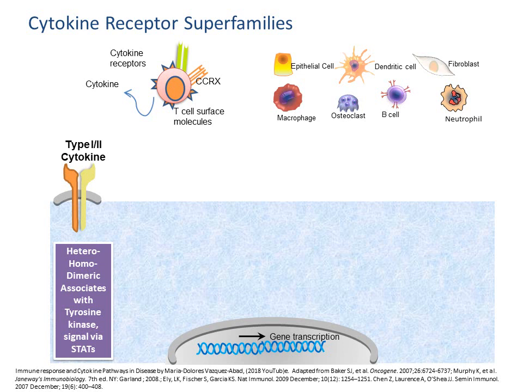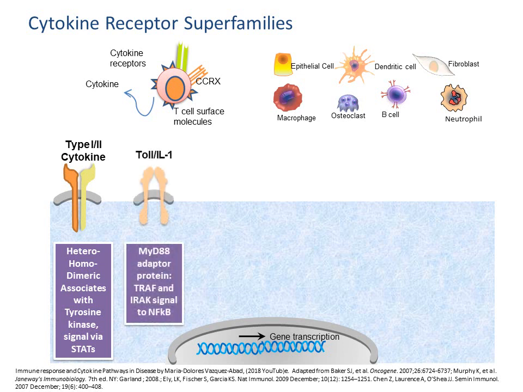So the first superfamily is the type 1-2 cytokine receptors, and they are characterized by having tyrosine kinase association, and they signal via the STATs, the signal transduction and activators of transcription. So this is the way that the first family will be communicating to the gene.